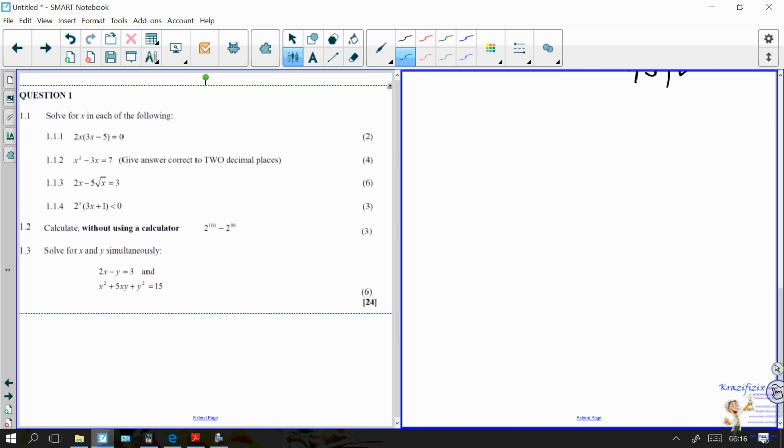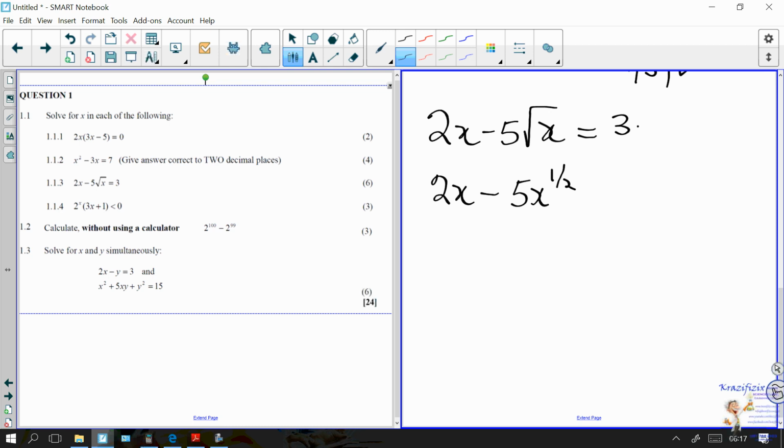Number 3. 2x minus 5 root x equals 3. All right, now, what do we do here? Let's change this first. 2x - 5x^(1/2) - 3 = 0. I want us to check something here. I want to do something here. First thing is to check if this is a quadratic. How do I know it's a quadratic?